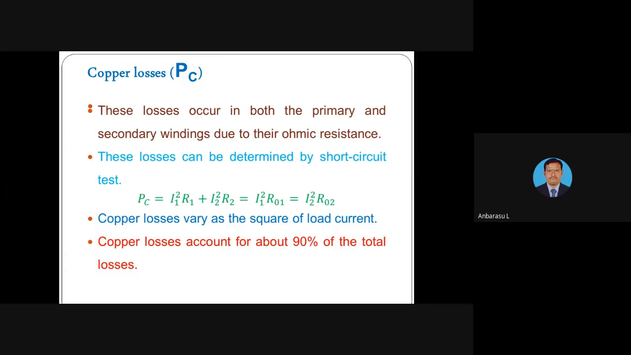Copper losses account for about 90% of the total losses. The total loss of a transformer is the cumulative addition of the iron losses and copper losses. Here, 90% of the losses are on account of copper losses, and only 10% of the losses are due to the iron losses.